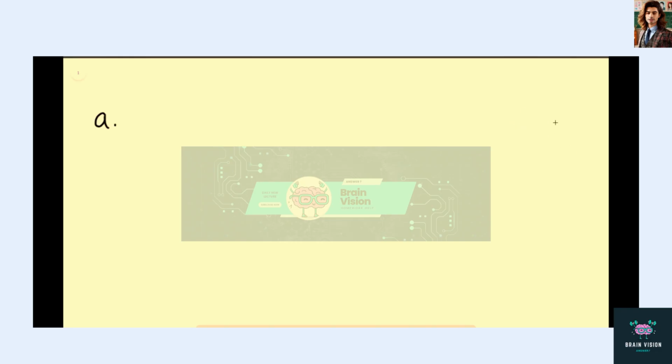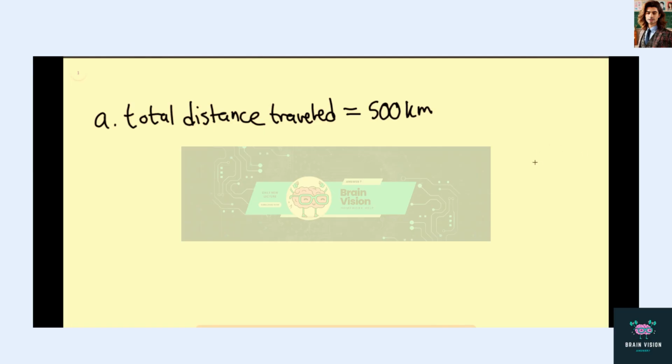So here we know that for part A, we want to find the average speed. We know that the total distance traveled is going to be 500 kilometers, and then we just simply need to find the total time. So total distance traveled equals 500 kilometers.